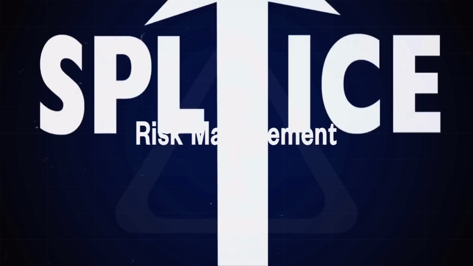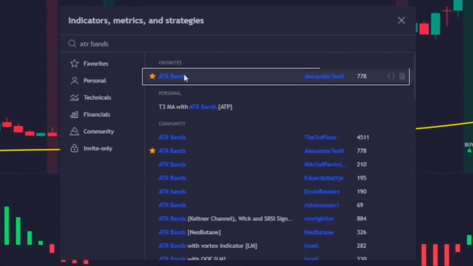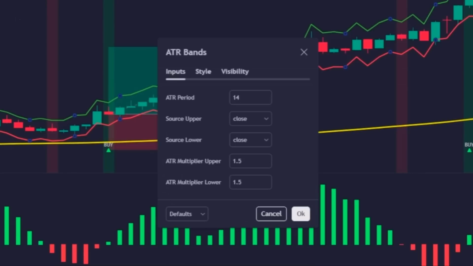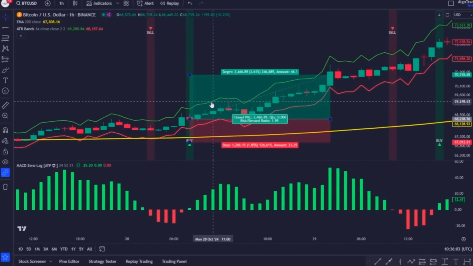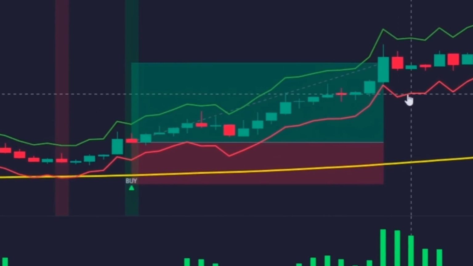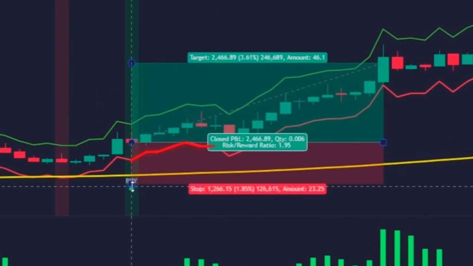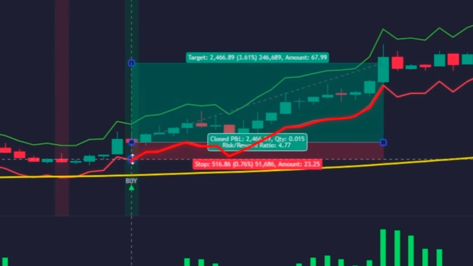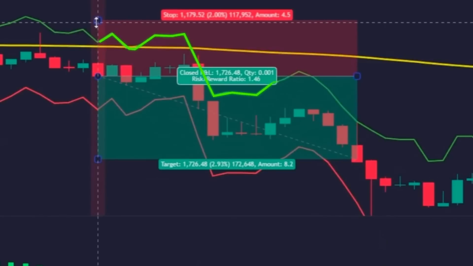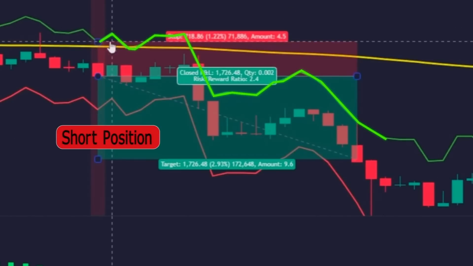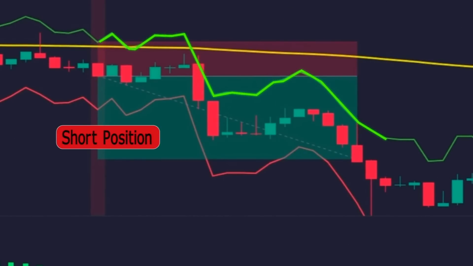For the risk management, I advise you to use the ATR bands indicator, this one here, with a multiplier of 2, a special indicator that places the stop losses on your charts according to the market's volatility. The lower band is used to set the stop losses for long positions, like in this trade, and the upper band is used to set the stop losses for short positions, as you can see.